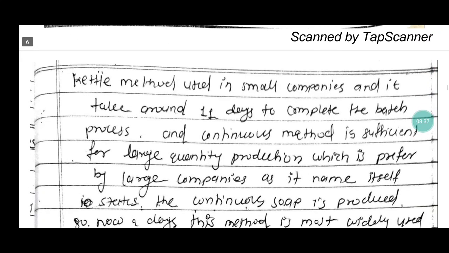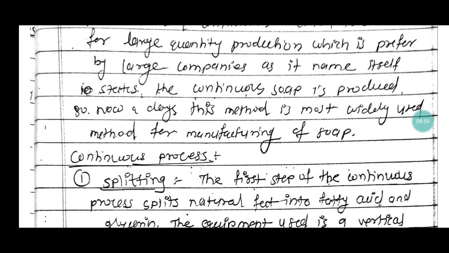So the kettle method is used in small companies, and it takes around 11 days to complete a batch process, whereas the continuous method is sufficient for large quantity production, which is preferred by large companies, as its name itself states. Nowadays, this method is most widely used for the manufacturing of soap.